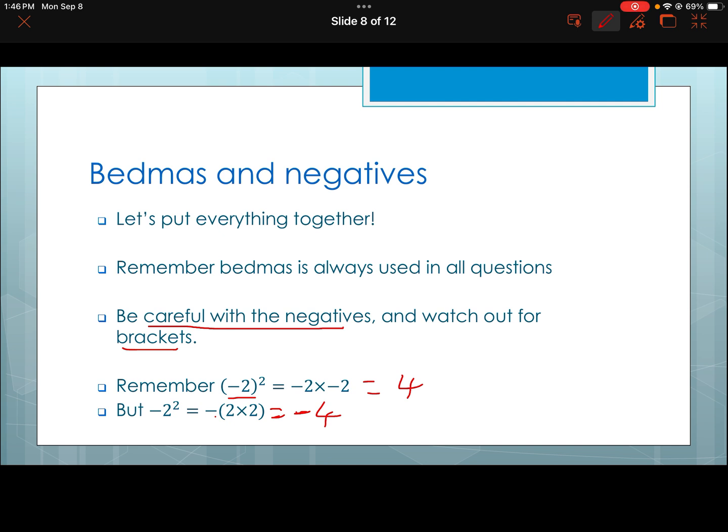If it's inside the bracket, you know it's going to be a positive answer because it's negative times a negative. And if it's outside the bracket, as in there are no brackets, you do the exponent first, so 2 squared, and it just happens to have a minus sign in front of it. Hopefully that makes sense. Let's see what that looks like in questions.